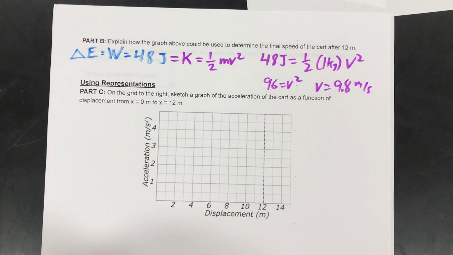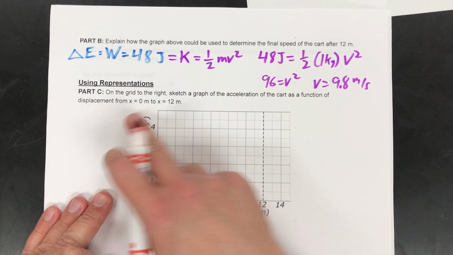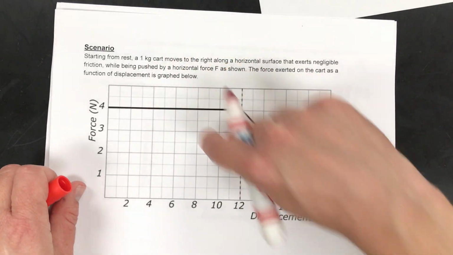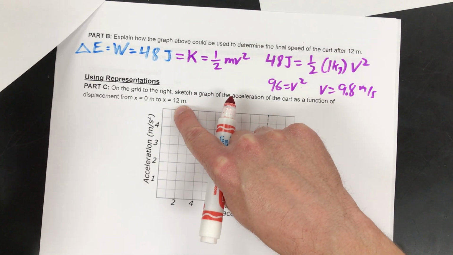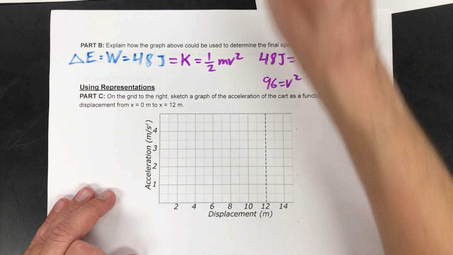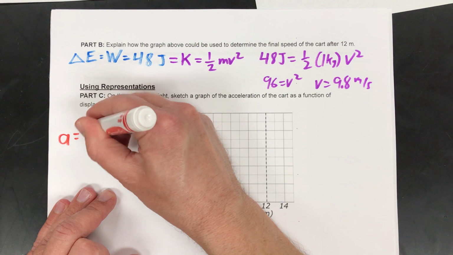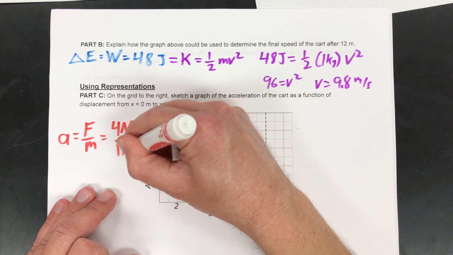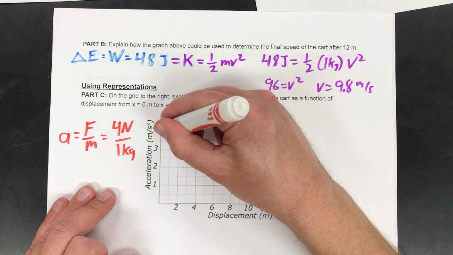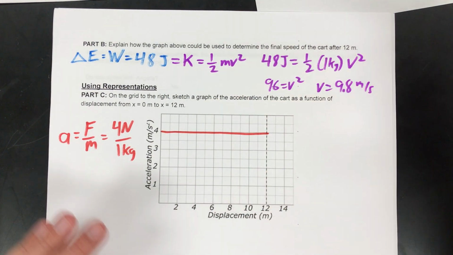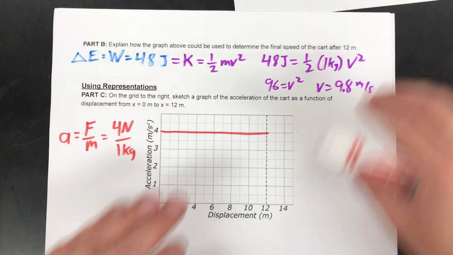So next part here, they say on the graph to the right, or below in this case, sketch a graph of the acceleration of the cart as a function of displacement. So if we go back to this graph right here, and they only want us to do it up to 12 meters. So up to 12 meters, we had a constant force. So we are going to have a constant acceleration because acceleration is equal to force divided by mass. Our force was 4 newtons, our mass is 1 kilogram, so our acceleration is going to be a constant value of 4 meters per second squared. And again, we can end it at the 12 meters there.